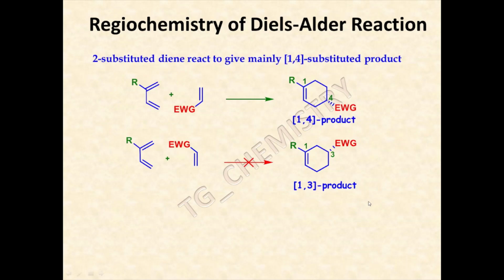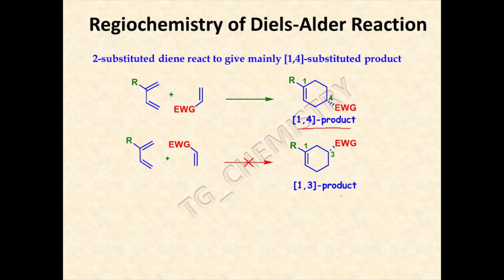Now if we consider the 2 substituted diene system, it will end up giving the 1,4 substituted product. Let's see how it happens. Here this is the 2 substituted diene system where the R group is an electron donating group, and the dienophile will have an electron withdrawing group. This is the normal 4+2 cycloaddition reaction of the Diels-Alder reaction. The major product is supposed to be the 1,4 product, where the electron withdrawing group of the dienophile and the electron donating group of the diene are at 1,4 position to each other. We will not get any 1,3 product in that case as well.